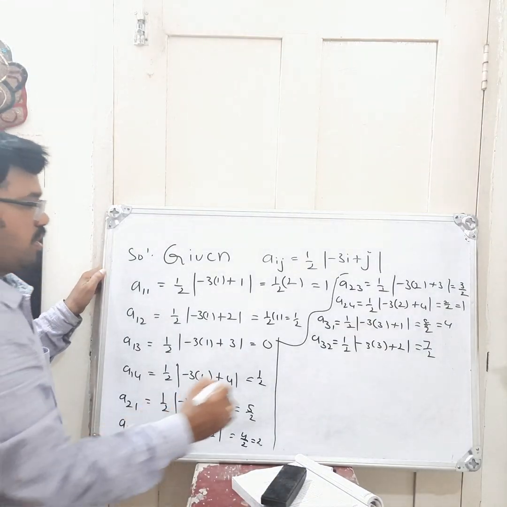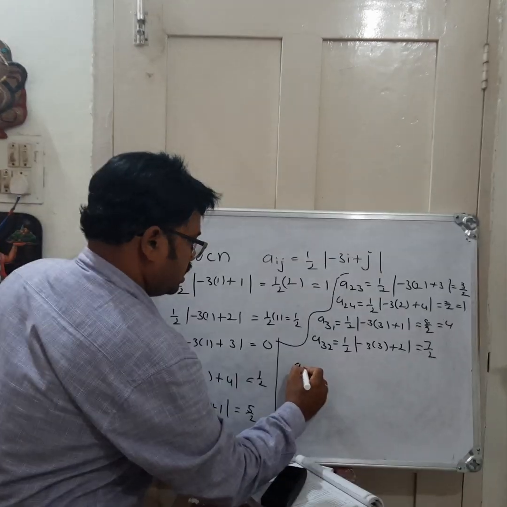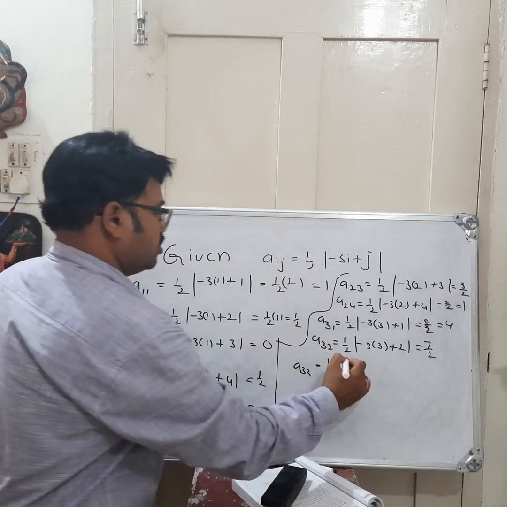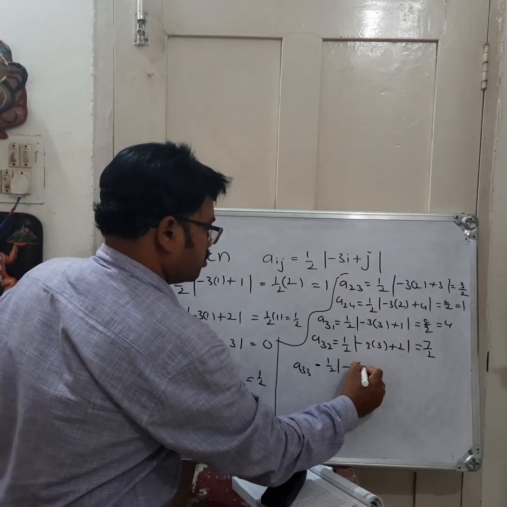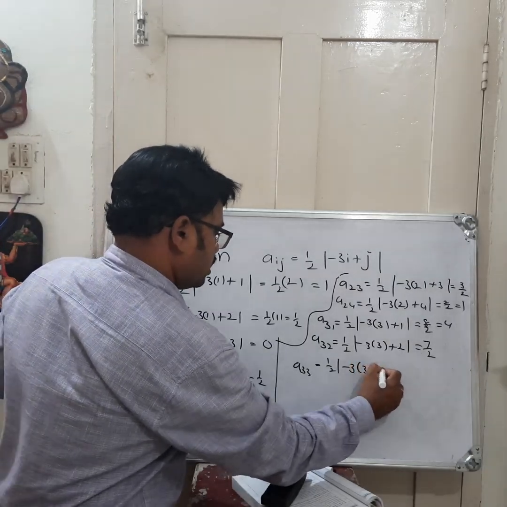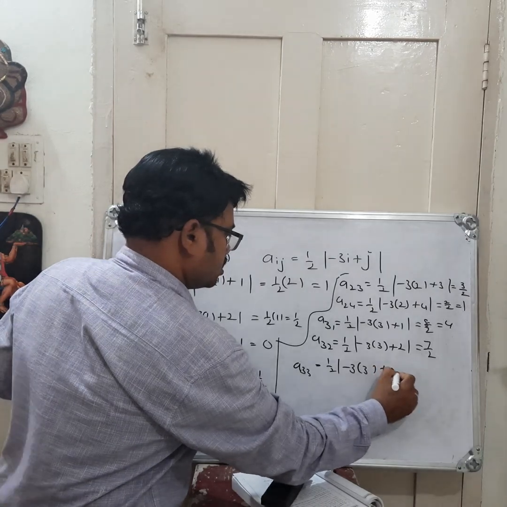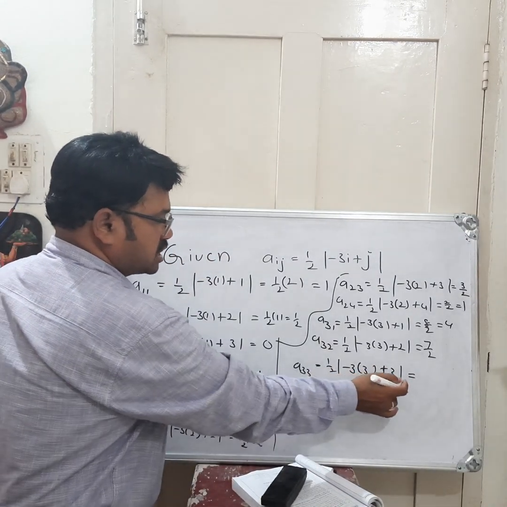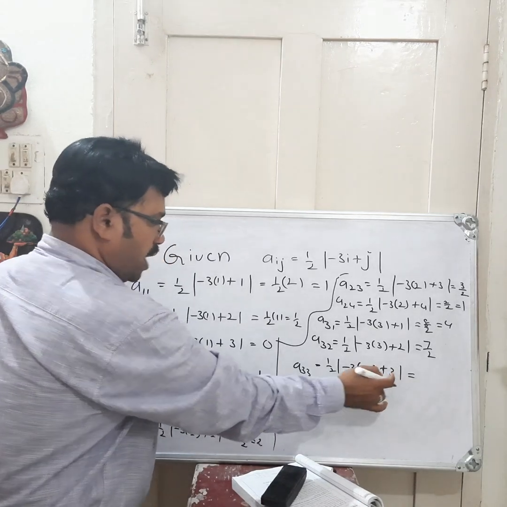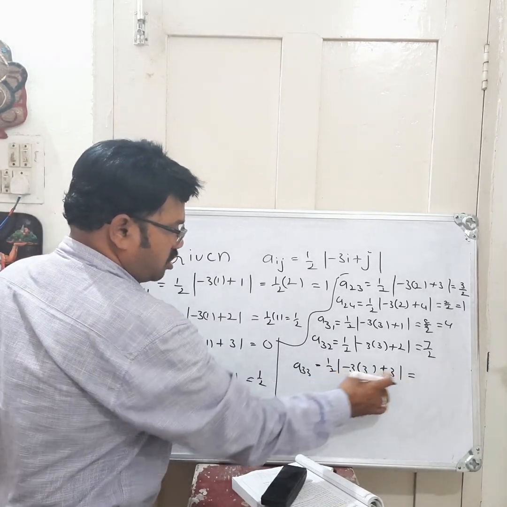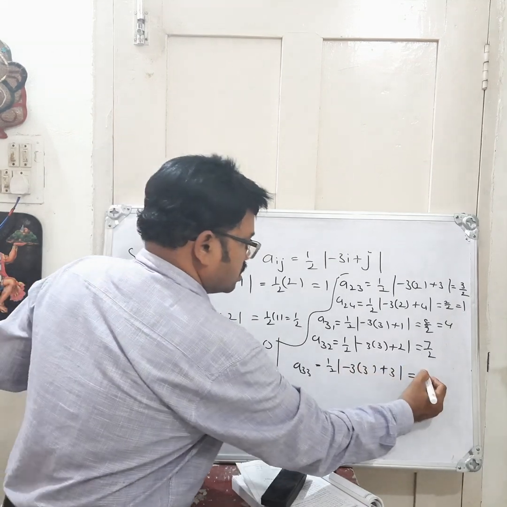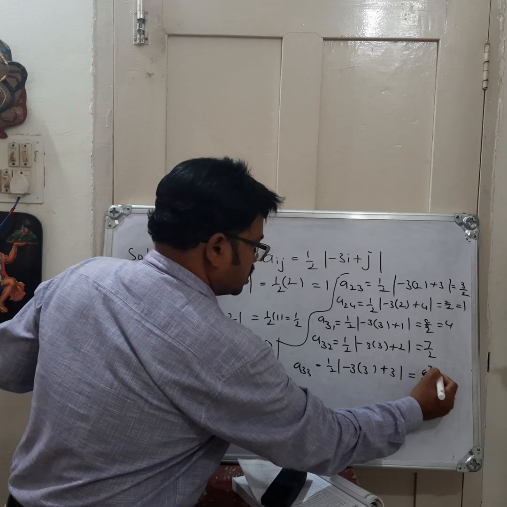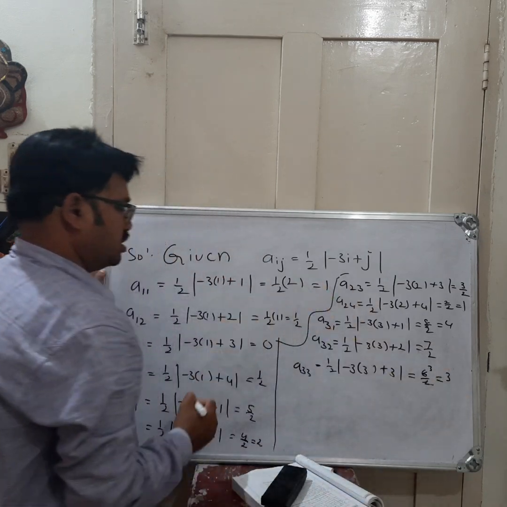And this A33 is 1 by 2 into minus 3 into 3 plus j value is also 3. 3 3s are minus 9. Minus 9 plus 3 value is minus 6, and because of modulus minus becomes plus. Now 6 into 1 by 2, 6 by 2, 3 times cancel, the value is 3.